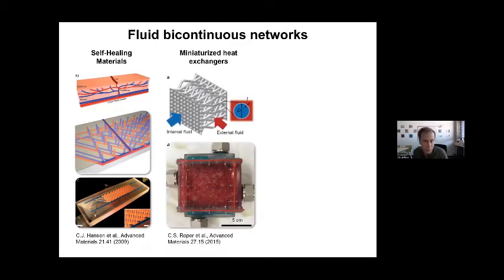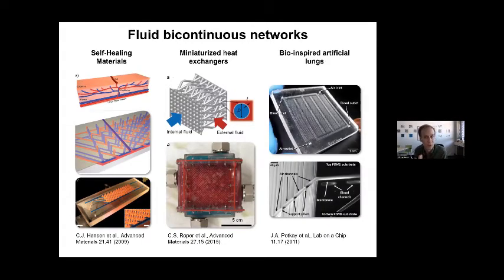Another fluid-bicontinuous network is common to many chemical engineers, like heat exchangers. In heat exchangers, one fluid travels through pipes while another fluid flows around those pipes, and those two fluids may have different temperatures and then thereby exchange heat, for instance, to evaporate one fluid in a chemical or industrial plant.